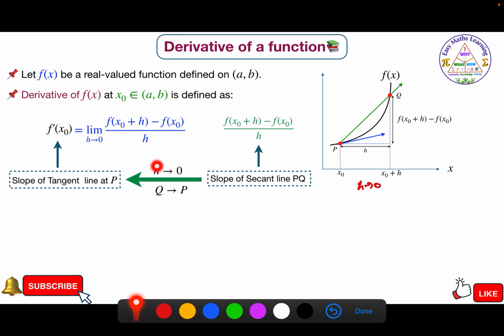So as h tends to 0, or Q tends to P, the slope of the secant line, this one, approaches the slope of the tangent line, which is the derivative of the function at x naught. Geometrically, the slope of the tangent line at P is the derivative of the function at x naught.